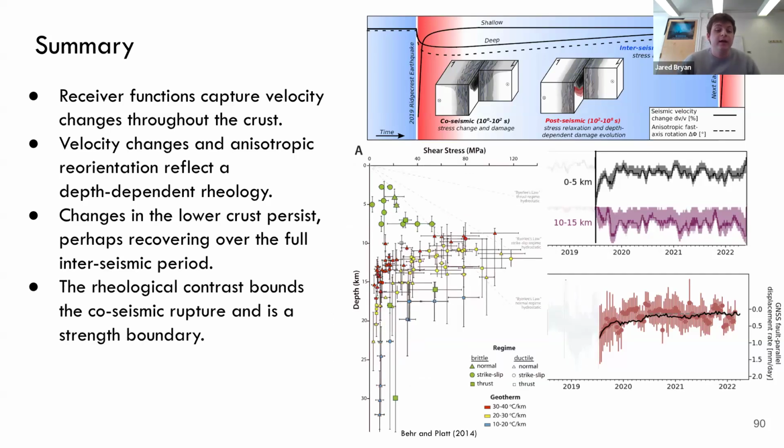And then finally, we tried to show that that rheological contrast may also be a strength boundary, where you have this very weak upper crust, and then as you move down in depth, you have some zone of very strong crust before weakening again. And so, let's see, I've been talking for about 50 minutes.